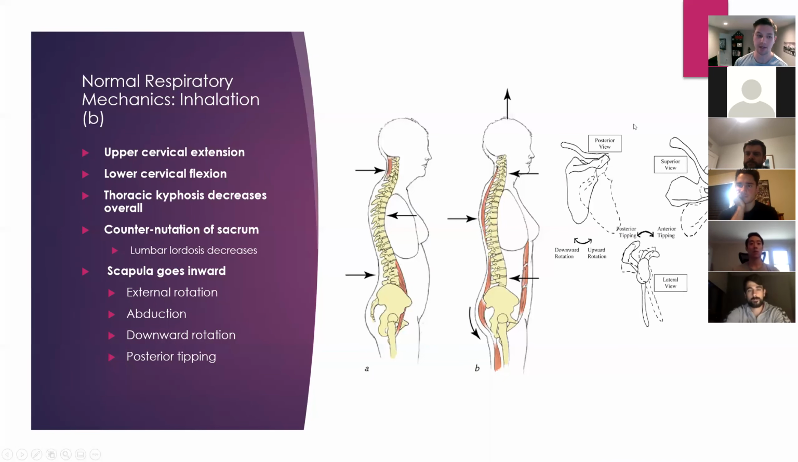Now to cover some basic inhalation mechanics. Inhalation is letter B right here, that's the guy on the right. So we're going to have upper cervical extension, lower cervical flexion.